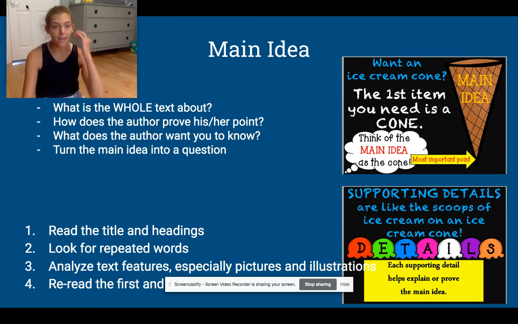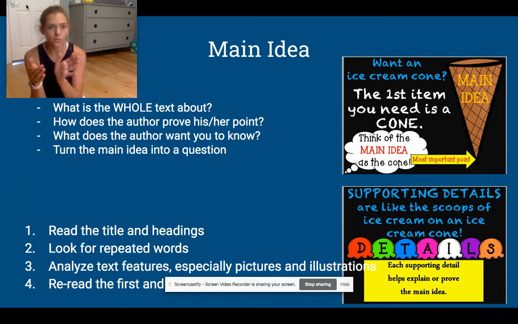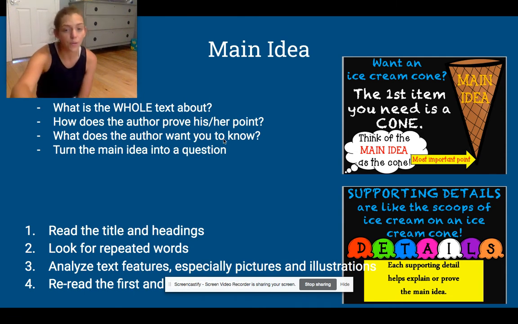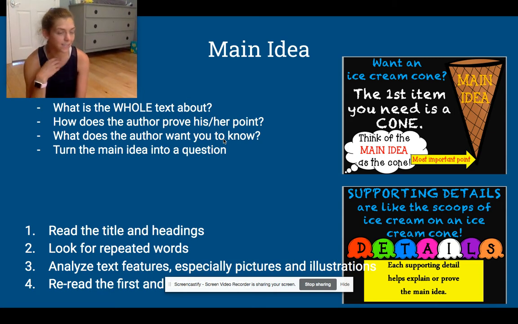All right, some ways that we can help ourselves to find the main idea. We can read the title and the headings. Those are often going to give us our topic, our word or two words that the whole text is about. We can look for repeated words in the text. Those are going to be important words that we want to include in our main idea. Sometimes in the first part of our main idea sentence even. We want to analyze text features, especially illustrations and pictures. Any visuals that are given to us are going to be really, really important. And we want to reread. Sometimes we can reread the first and last sentences. Sometimes it helps us, sometimes it might not. But most of the time it gives us something, okay?